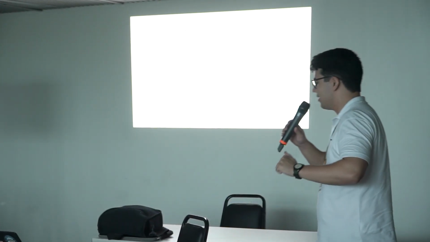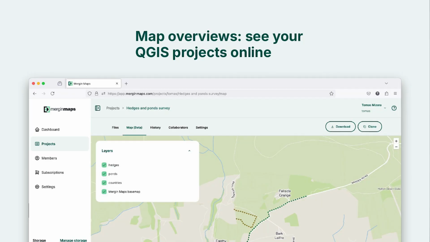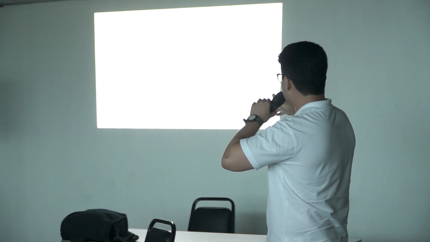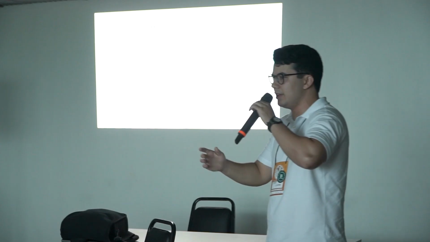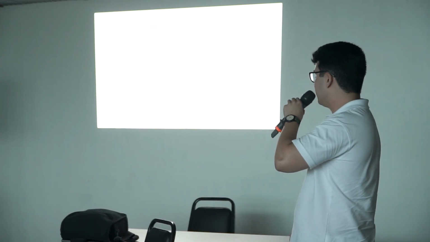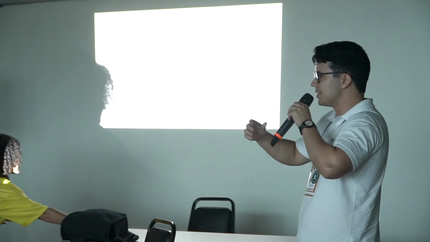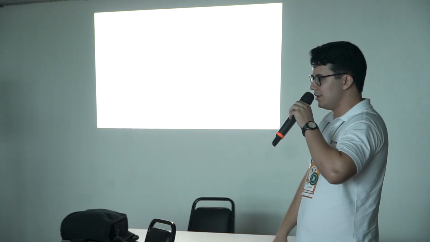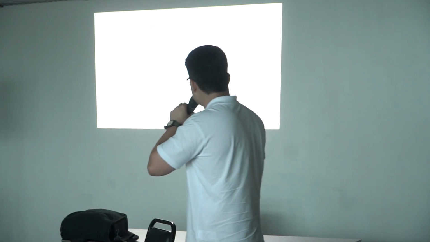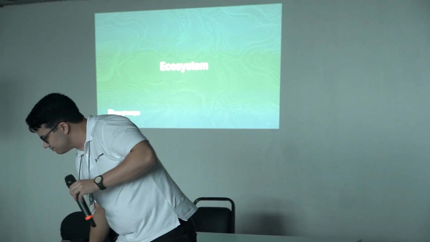And the last new feature that we brought this year is the map overviews. You can open your project on the web and see the map right from it. You don't need QGIS, you don't need to download anything. You just log into the web app, and then you can see the last version you have. You can switch versions to see previous versions and all versions.